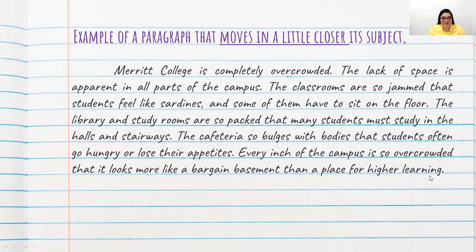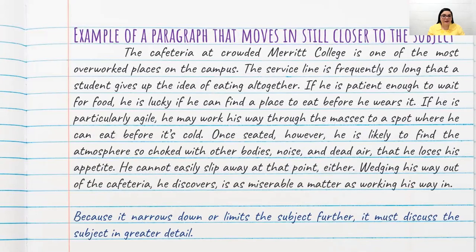higher learning. Here, what we are saying is that the campus is completely overcrowded, and we provide examples of what we say. Instead of going on and on, we're going in and providing more specific ideas about what we want to say. It adds more possible and necessary details, so it moved a little closer to the subject. Can you make it still closer? Of course you can. And you can see the example here.